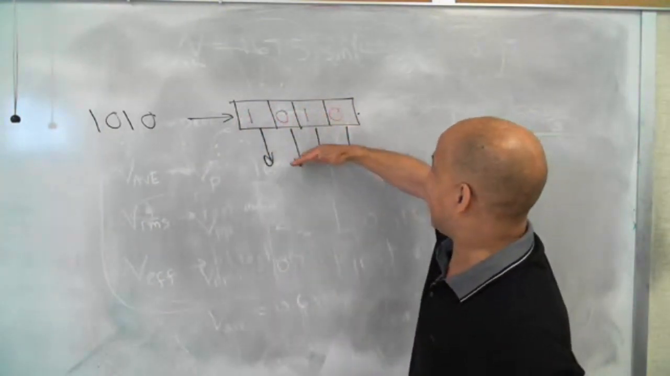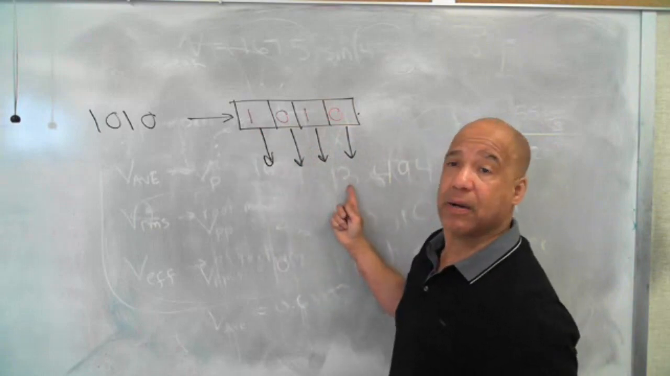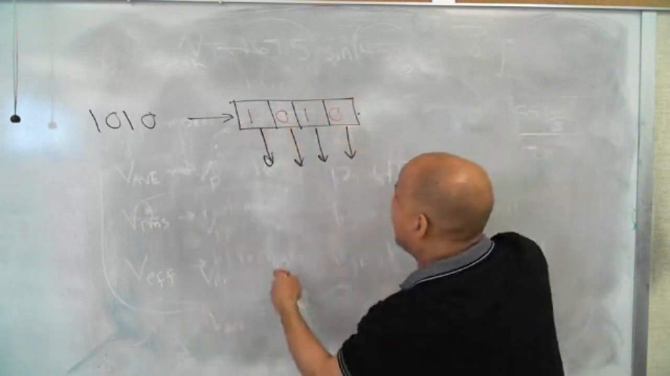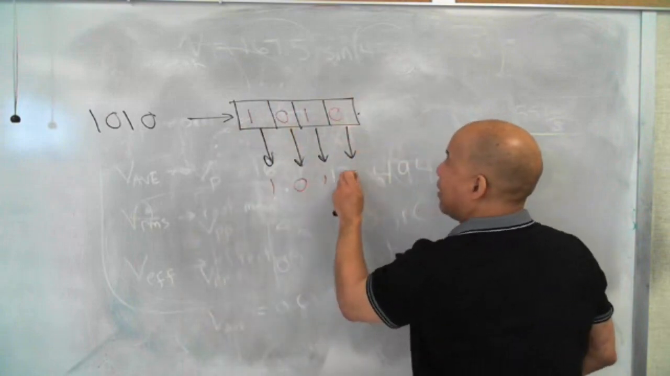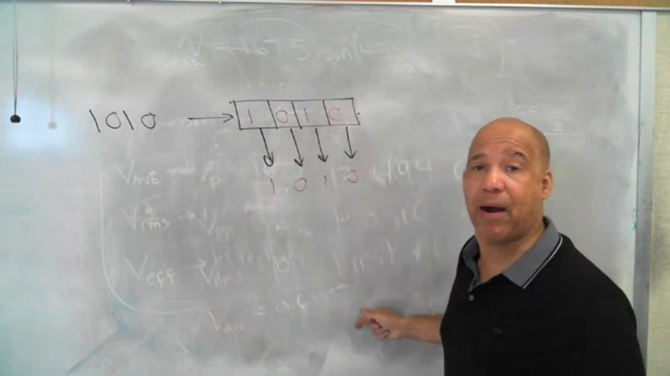But when I want to get it out of the register, since I have 4 lines here, I have access to each of those bits. It's only going to take 1 click of the clock to get these to drop down to here. So this is serial in, parallel out.